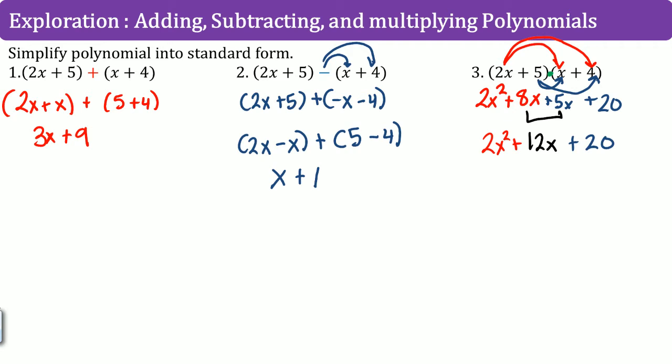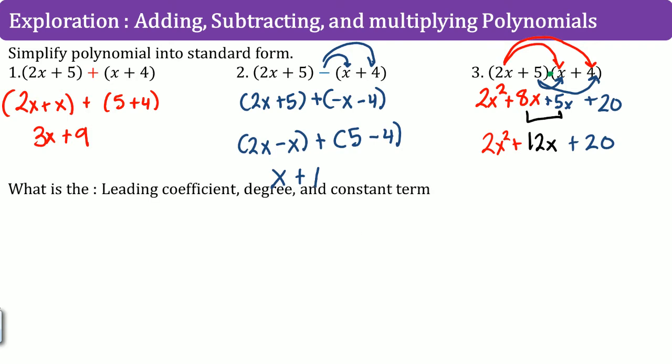Notice these are the different ways. Number 1 was adding, number 2 was subtracting, number 3 was multiplying. The question is, what is the leading coefficient, the degree, and constant term? Well, let's take a look at the first one. The leading coefficient was 3. The degree was 1 because this is an exponent of 1. And the constant was a 9.